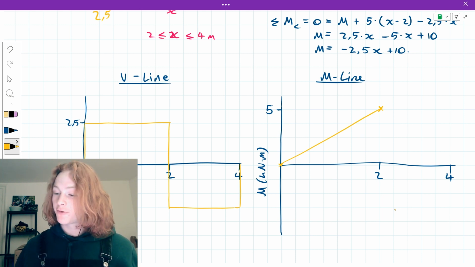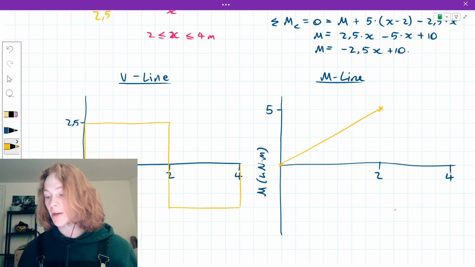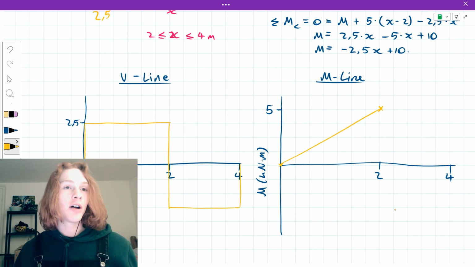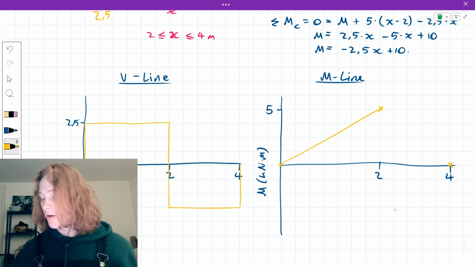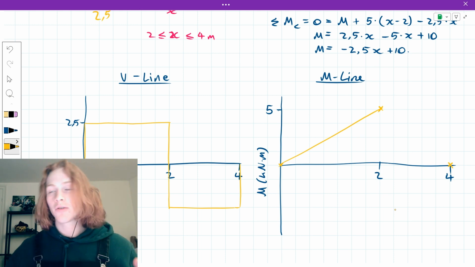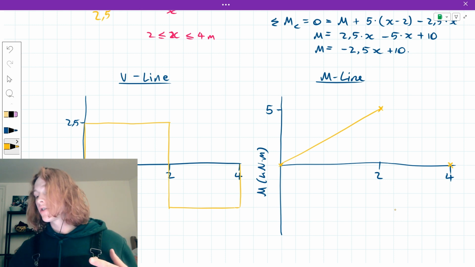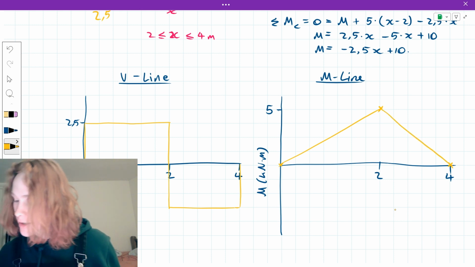What about when x equals 4, which is when we finish this cut, when we finish the beam? So minus 2.5 multiplied by 4 is minus 10. Add 10, that takes us to 0, which means that we end at 0. This is again a linear graph. There's no x squared, there's no logarithms, anything confusing like that. So we can just draw a straight line between our two dots, like this.